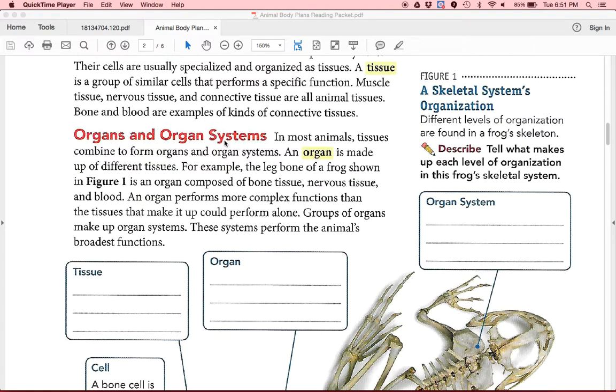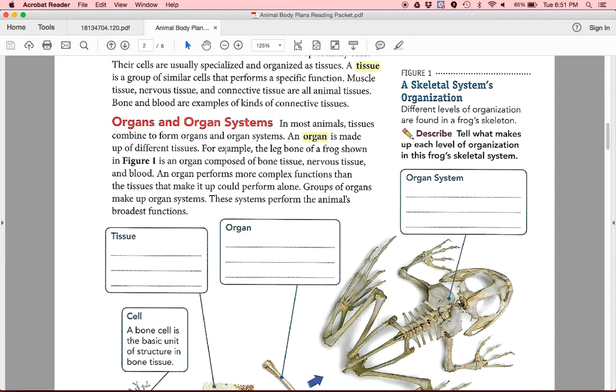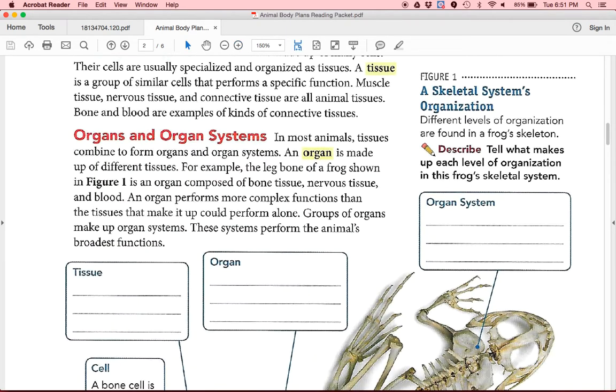Organ and organ systems. In most animals, tissues combine to form organs and organ systems. An organ is made up of different tissues. For example, the leg bone of a frog shown below in Figure 1 is an organ composed of bone tissue, nervous tissue, and blood. An organ performs more complex functions than the tissues that make it up could perform alone.